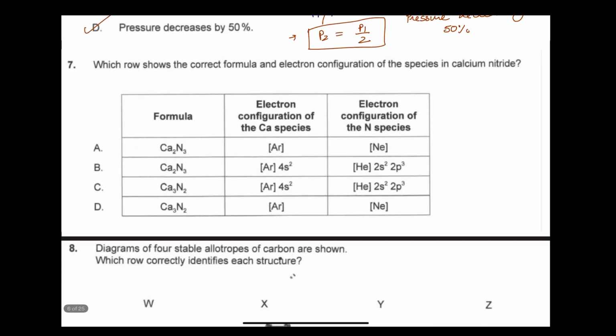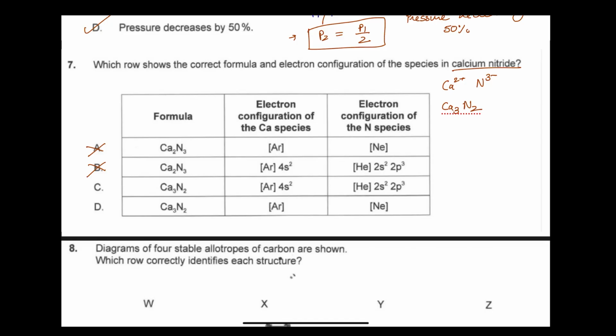The next one, which row shows the correct formula and electronic configuration for the species in calcium nitride? Calcium nitride, the ions are Ca2+ and N3-. Calcium ion is Ca2+, nitride ion is N3-. So if I combine them together, the formula will be Ca3N2. I can remove A and B from here.